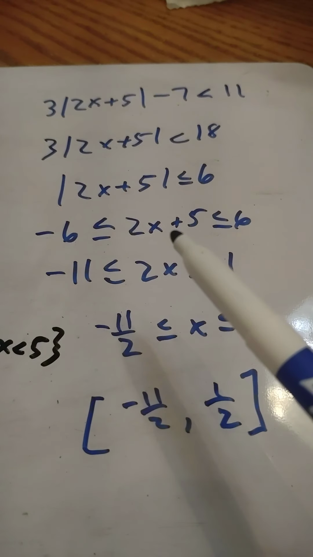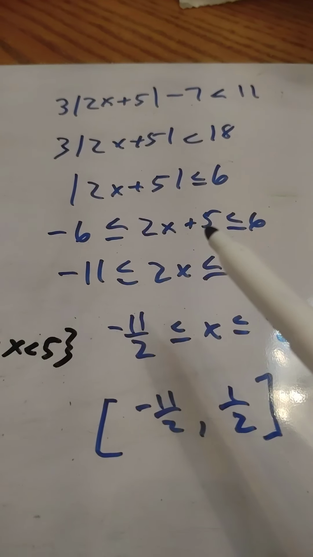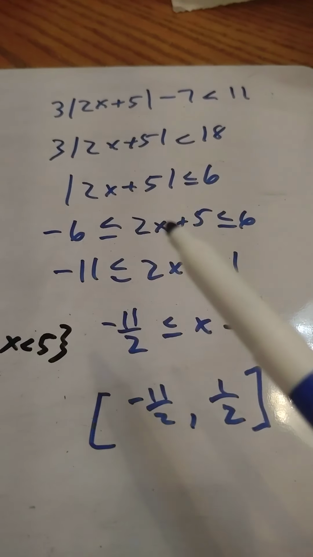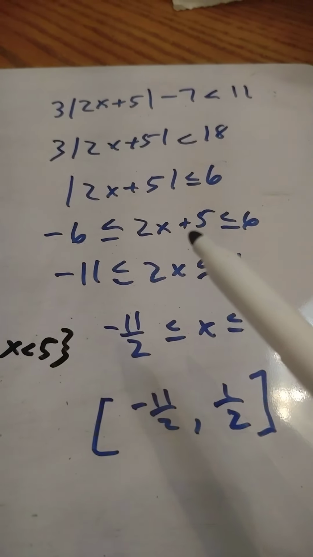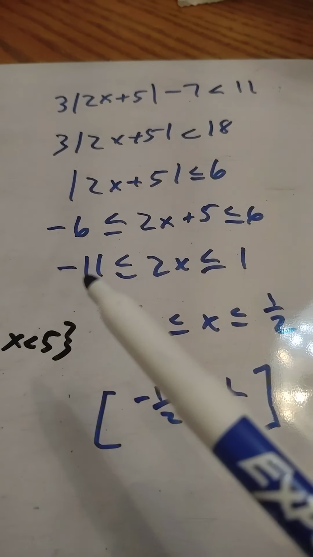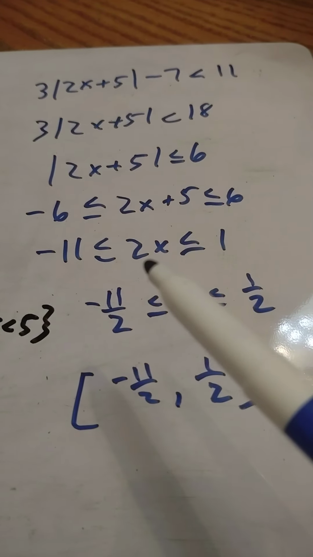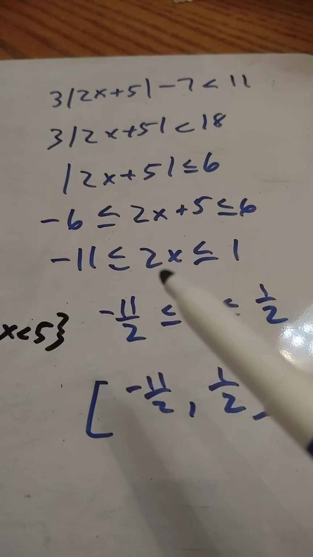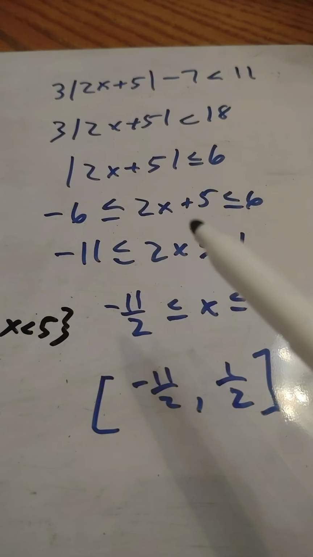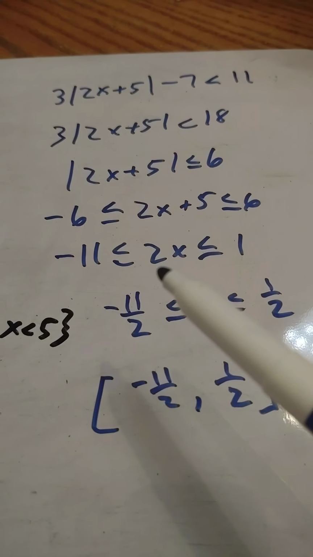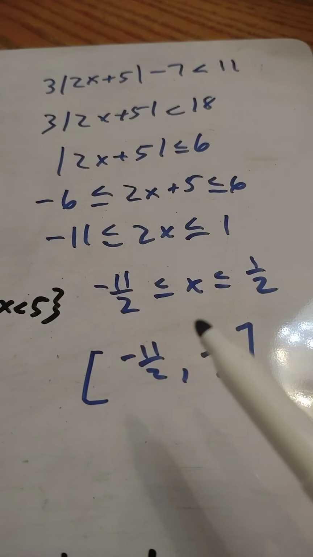And we want x by itself in the middle. So let's subtract 5 from all 3 sides. And we get this, -6. Or you can think of it as adding a -5 to all 3 sides. What's -6 plus -5? -11. Drop down the inequality sign. And then we notice we only have 2x now, since we're subtracting 5 from all 3 sides. And what's 6 minus 5? 1. Now divide all 3 sides by 2, and we get this.